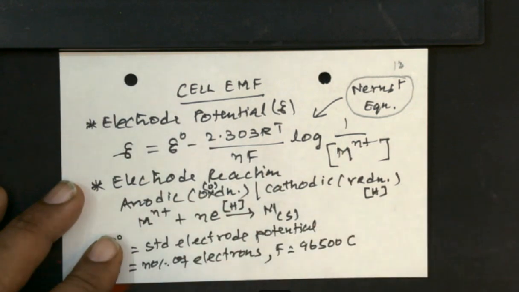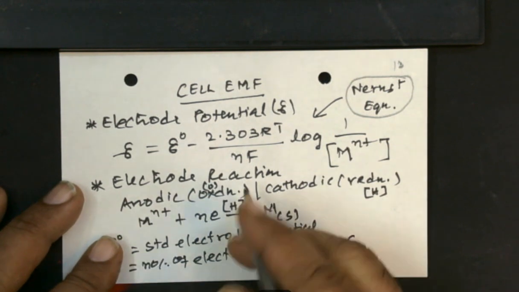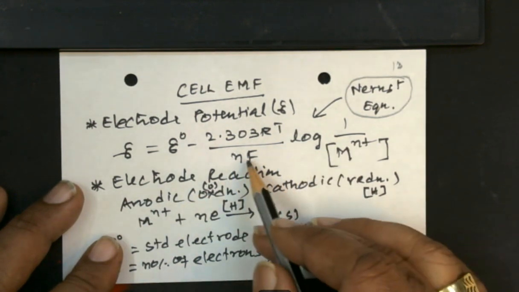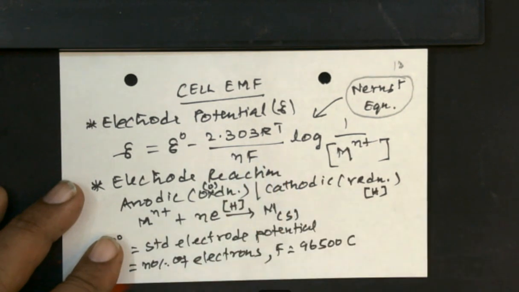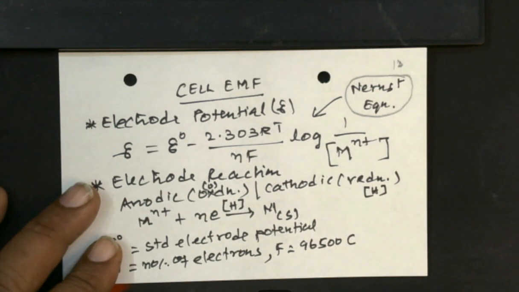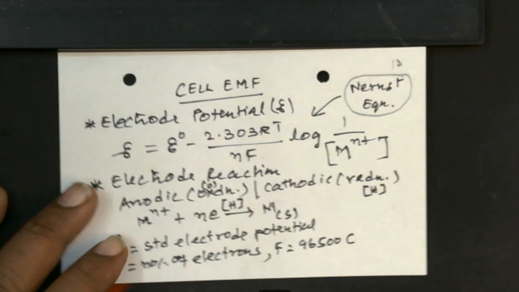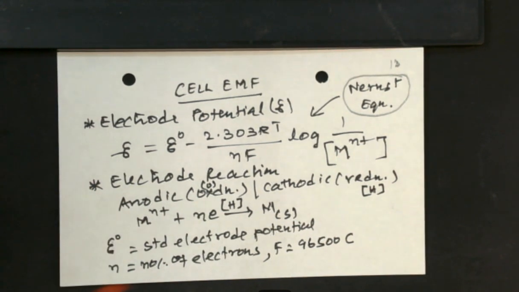Faraday, F, is given by 96,500 coulombs roughly, or 96,495. You can round it off as 96,500. Here F is nothing but the charge carried by 1 mole of electrons. How many electrons are present in 1 mole of electrons? Avogadro's number of electrons. Therefore, what do you mean by F? F is equal to Avogadro's number into charge of 1 electron. What is the charge of 1 electron?